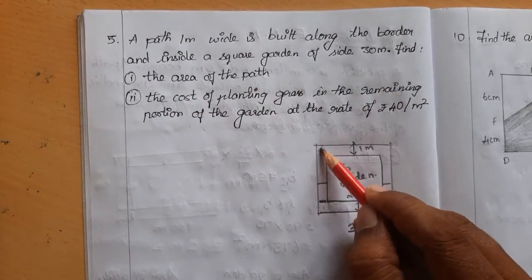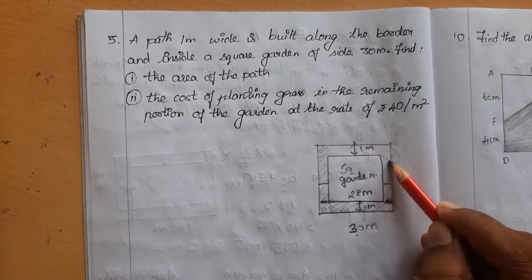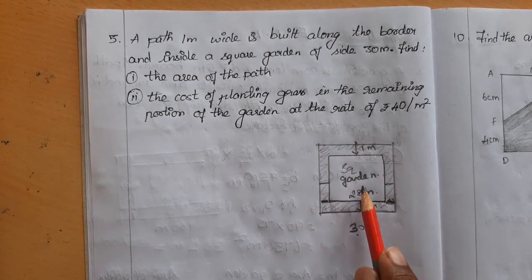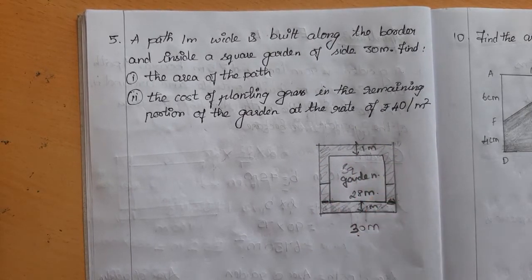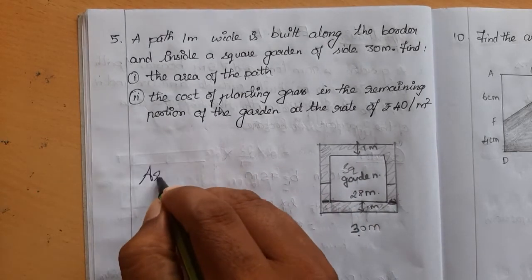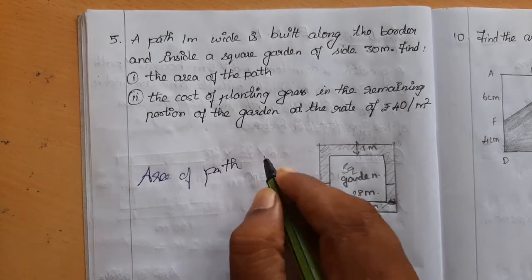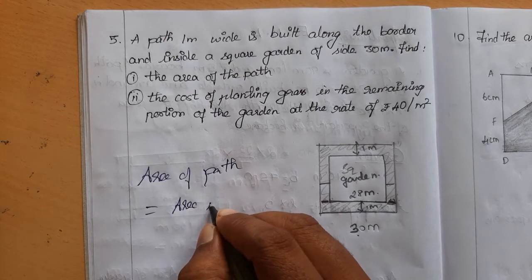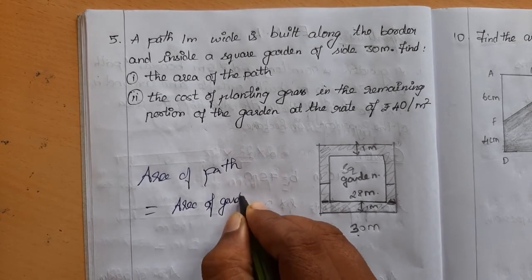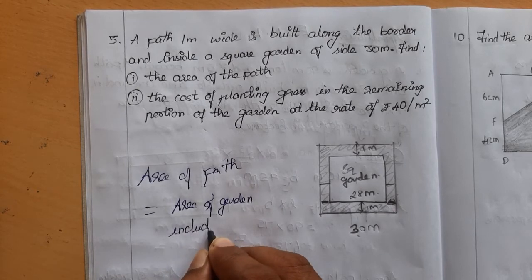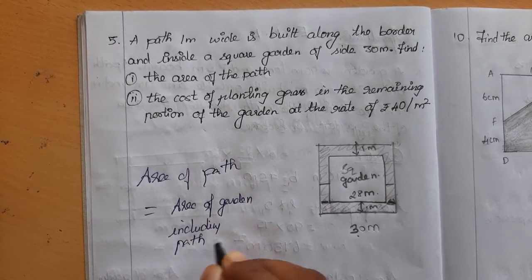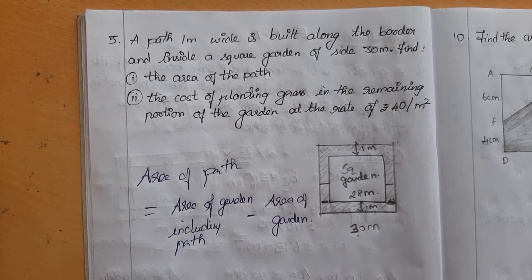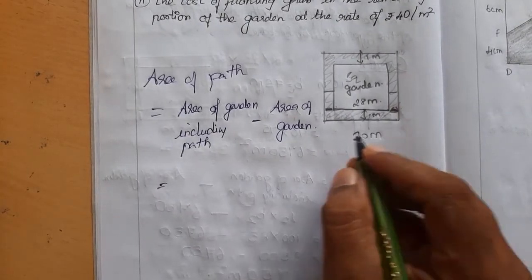So we have to find the area of the path. The area of this path we have to find, right? That means the area of the square including the garden and the path, and the area of this square alone, right? So area of a path is equal to area of garden including path minus area of garden, right?